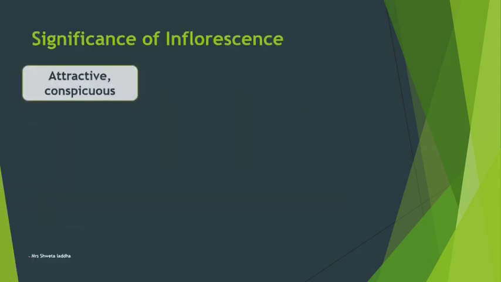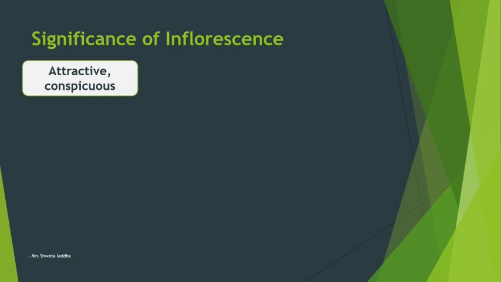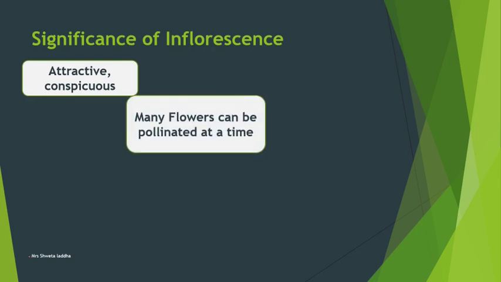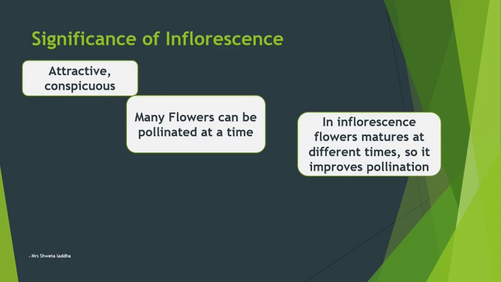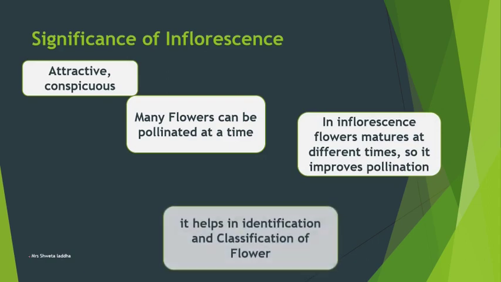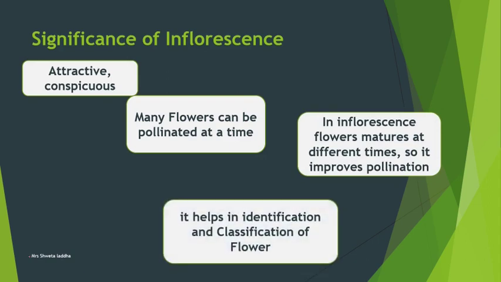What is the significance of inflorescence? It makes the flowers attractive. It makes the flower conspicuous so that they are visible to the pollinating agents. Many flowers can be pollinated at a time. In an inflorescence, flowers mature at different times, so it improves the chances of pollination. And every species, every family, has a different method of arrangement of flowers. So inflorescence helps us in classification and identification of a flower.